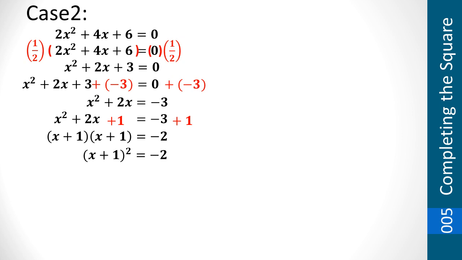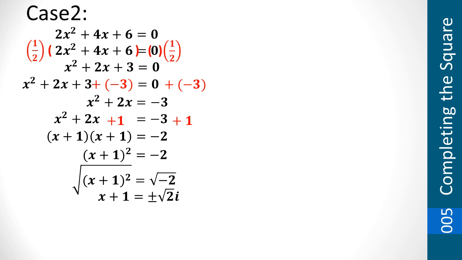Ganito ay para ma-extract natin yung roots niya. So kunin natin yung roots. The square root of the square of x plus 1 ay x plus 1 pa din. Then, alam natin lahat, square root of negative 2. So, ifa-factor out natin yun. Okay? So, we have x plus 1 equals to plus or minus square root of 2i. So, paano naging square root of 2i?